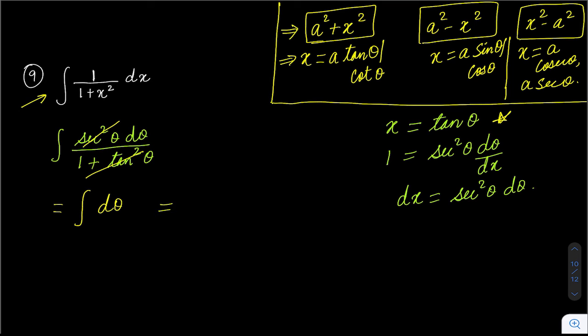So what is integration of this? This is theta plus c. And then you have to substitute back in terms of x. So what is my theta here? We know that if tan theta is x, then my theta is nothing but tan inverse of x. So my answer is tan inverse x plus c. That is my answer. So I have given you one example of these trigonometric substitutions.